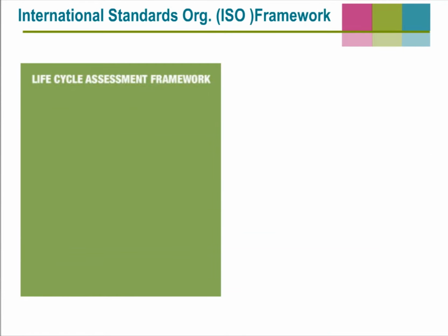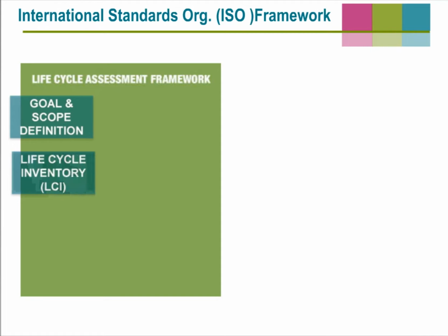International Standard Organization, or ISO, standards 14025, 14040, and 14044 detail how a life cycle assessment should be calculated. There are 4 key stages to a life cycle assessment. 1. The goal, scope, and definition. In this stage, decisions are made about what should be studied and how the results of the study will be used. 2. The life cycle inventory, or LCI.